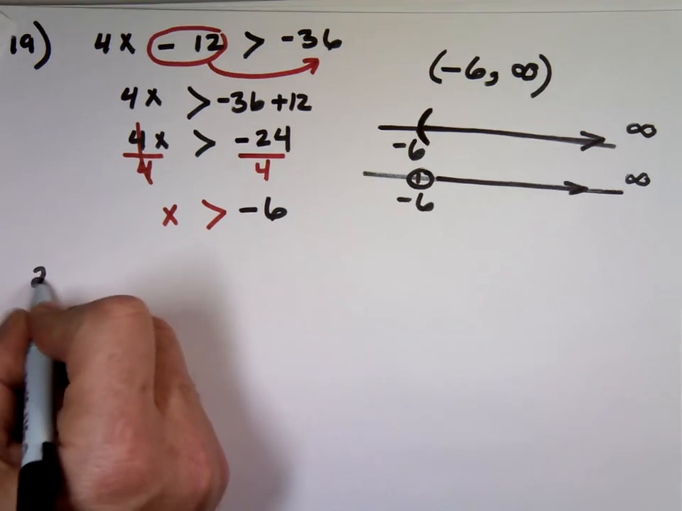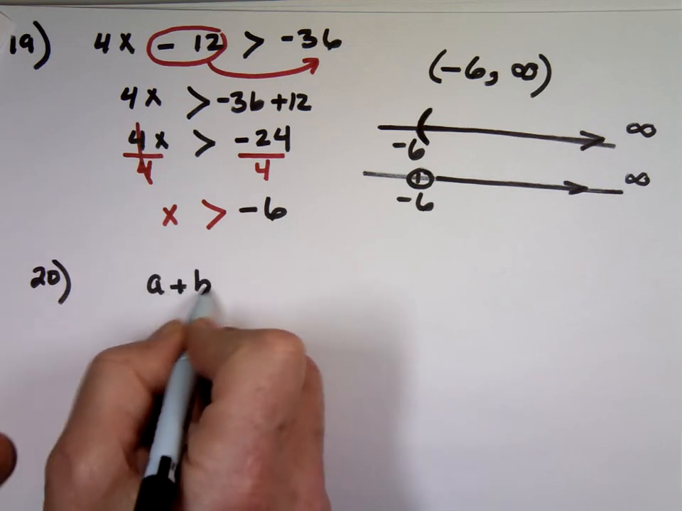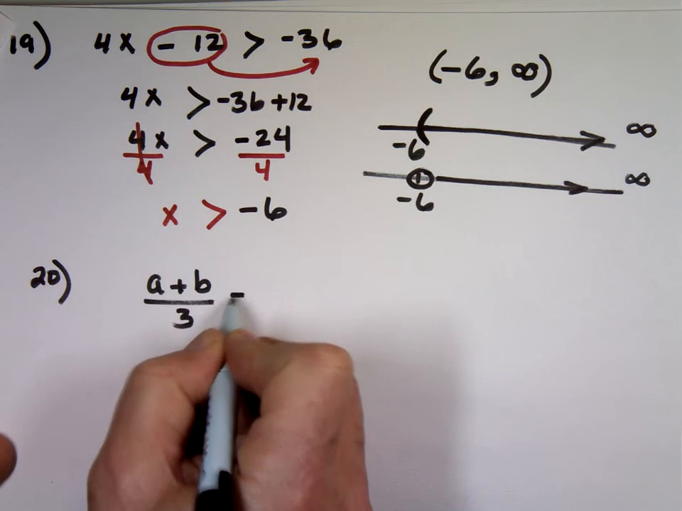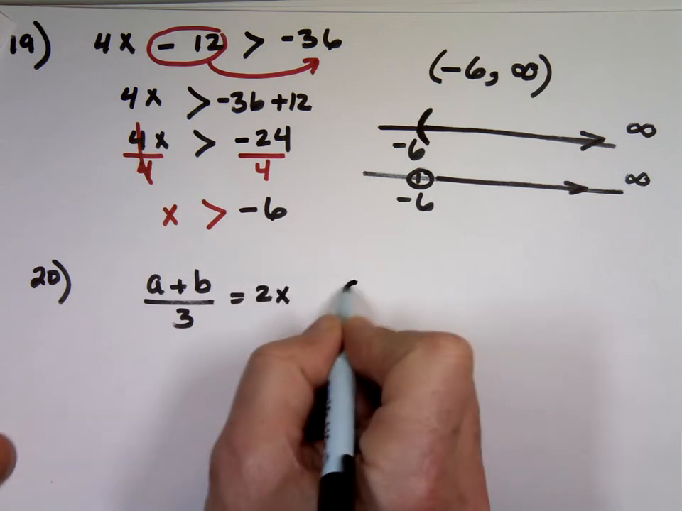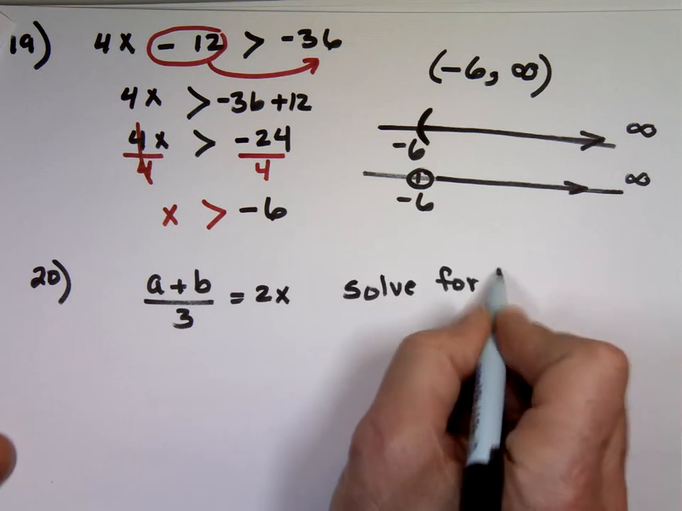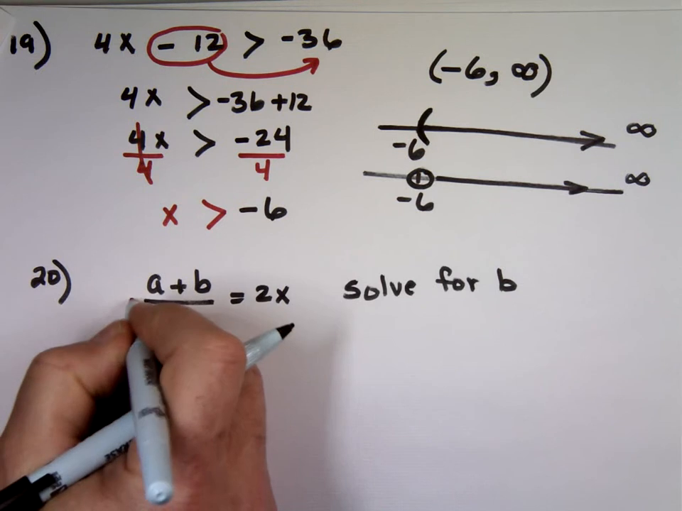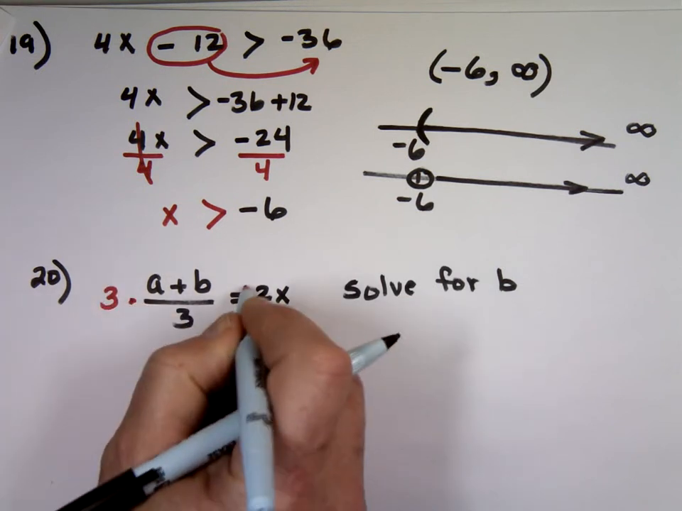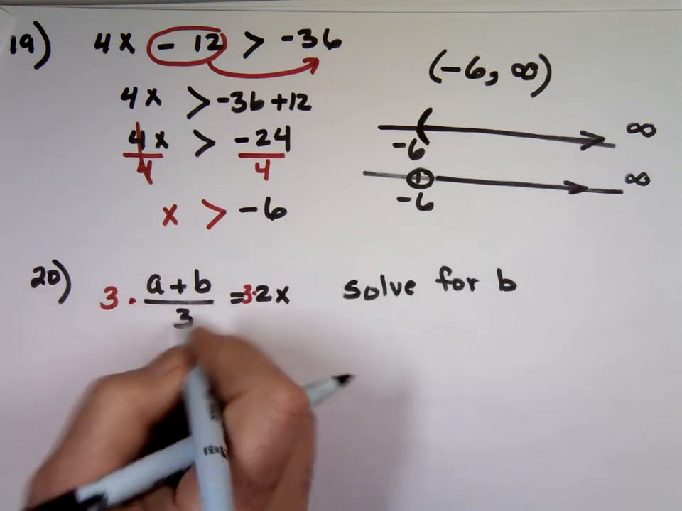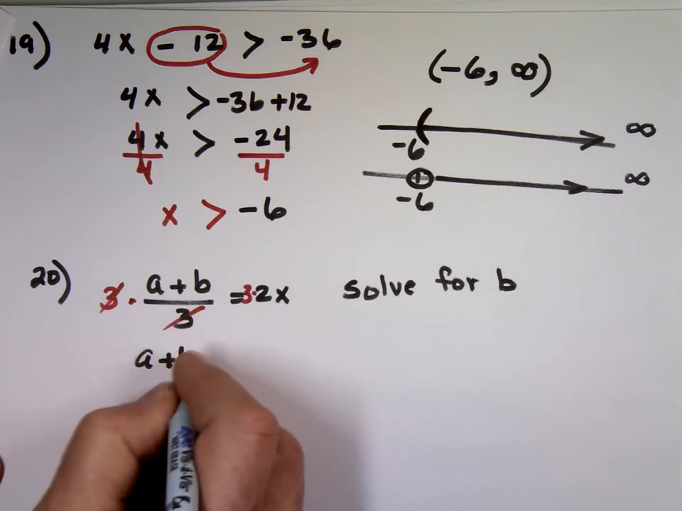And the last question, we have this one. And this is solve for b. Again, as I said before, I'm not a fan of fractions. My first step, let's multiply everything by 3 to get rid of the fractions. This cancels that. A plus b equals, what's 3 times 2x? 6x.